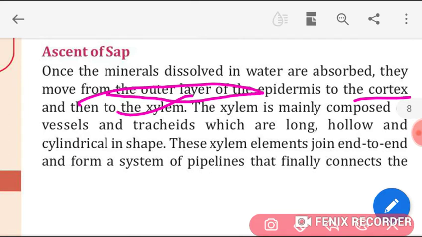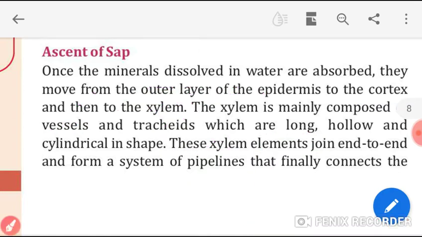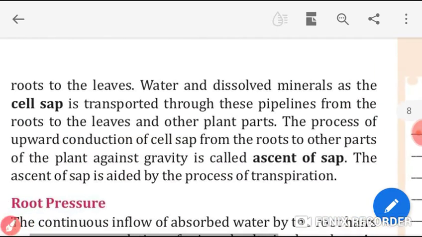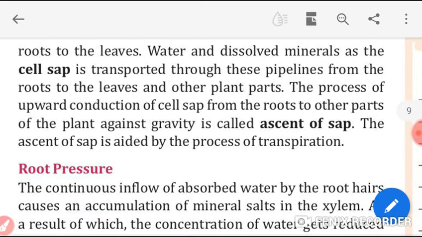Xylem is mainly composed of what? Vessels and tracheids. These xylem elements are joined end to end and form just like a system of pipelines that finally connects to whom? To the roots and to the leaves.